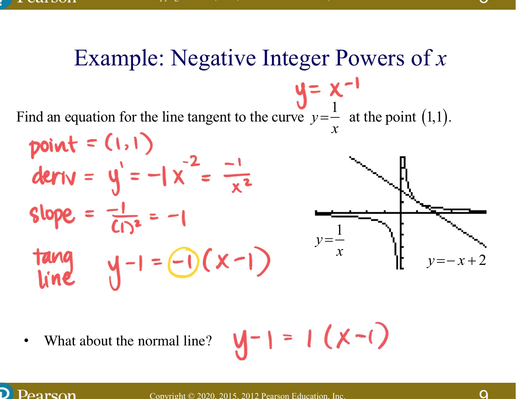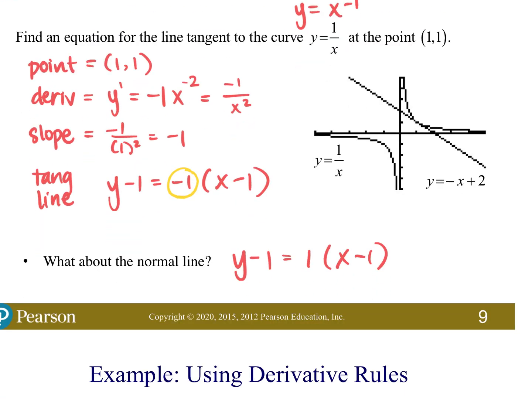Okay? You do not ever need to distribute. Leave your tangent line in point slope form. People make more mistakes distributing and then trying to put it in y equals mx plus b when it's not necessary. Leave it like this, and it's easy to switch from normal to tangent and back and forth. Just leave it in its point slope form.